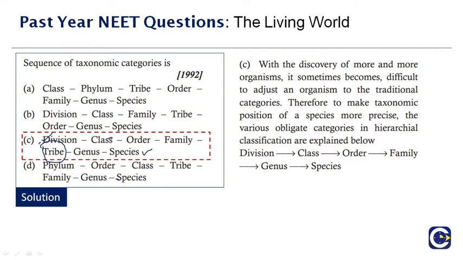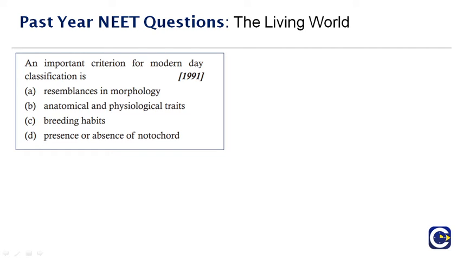Okay, now let's move on to the next question. Look at this question. This question was asked in the year 1991. The important criterion for modern day classification. See, when I say modern day classification and Linnaeus classification, they don't have much difference. Modern day classification is actually the system that follows the steps of Carolus Linnaeus only. In the 18th century, Carolus Linnaeus published the system of classification. We all know that, right?